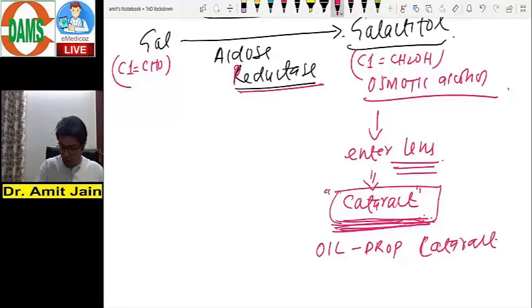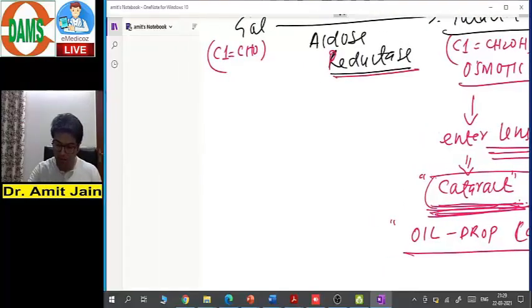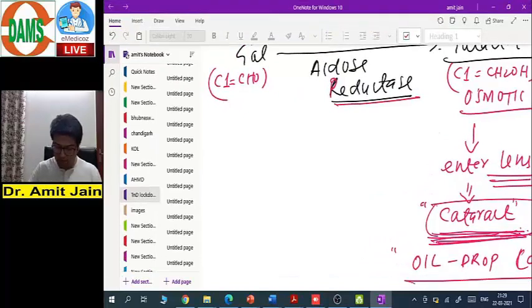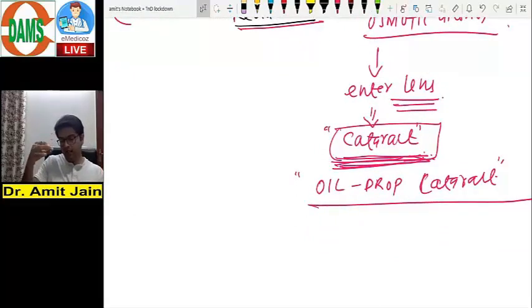Okay, oil drop. It looks like an oil drop basically. Kind of an oil drop cataract. Understood? So this is a special type of cataract. Actually, you will see that the cataract looks as if oil drops have been spilled over a glass surface. So like that. Fine.